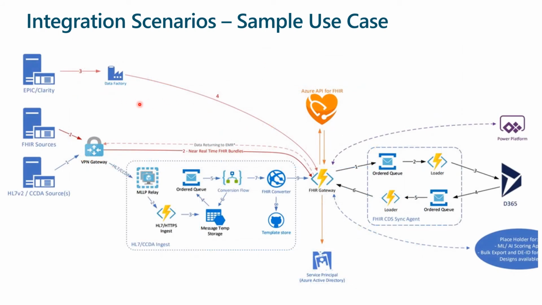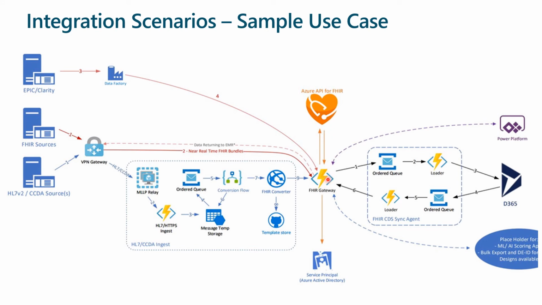To provide some additional details about the integration scenarios that we discussed in the previous slide, for example, on the left side, we have FHIR based EMR or EHR or HL7 versus CCDA resources. In that case, you can use the FHIR converter. Basically, it takes the HL7 and CCDA formatted messages, converts them into a FHIR formatted message and posts to the FHIR proxy, which eventually gets into the Azure API for FHIR.